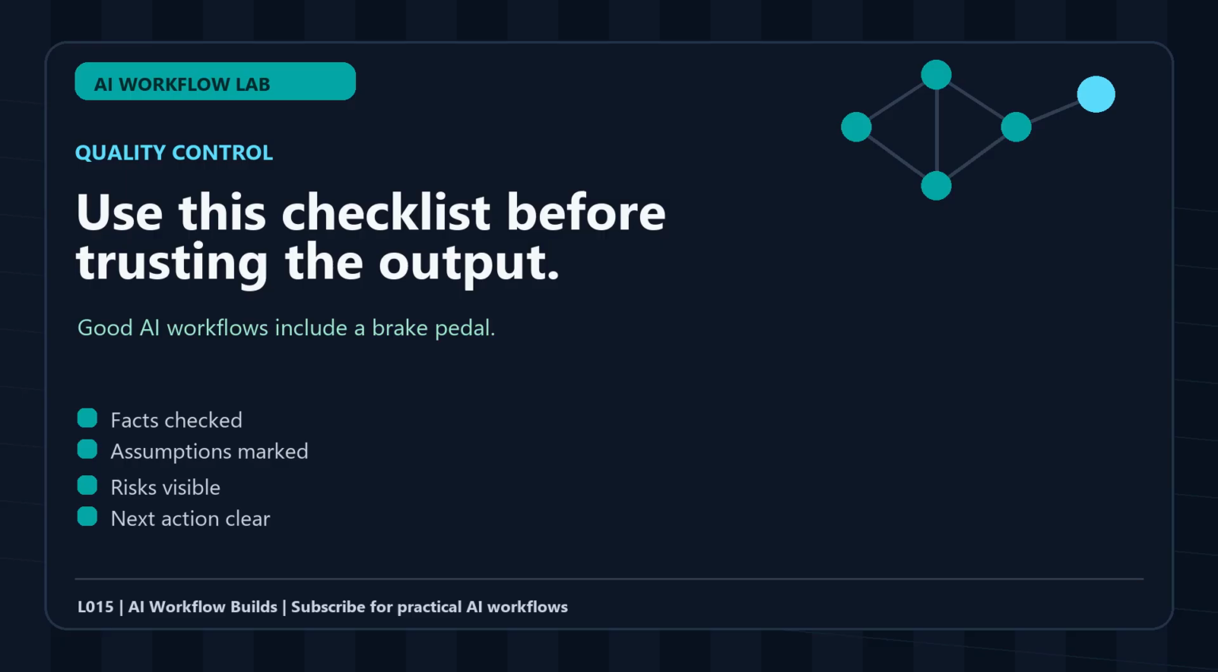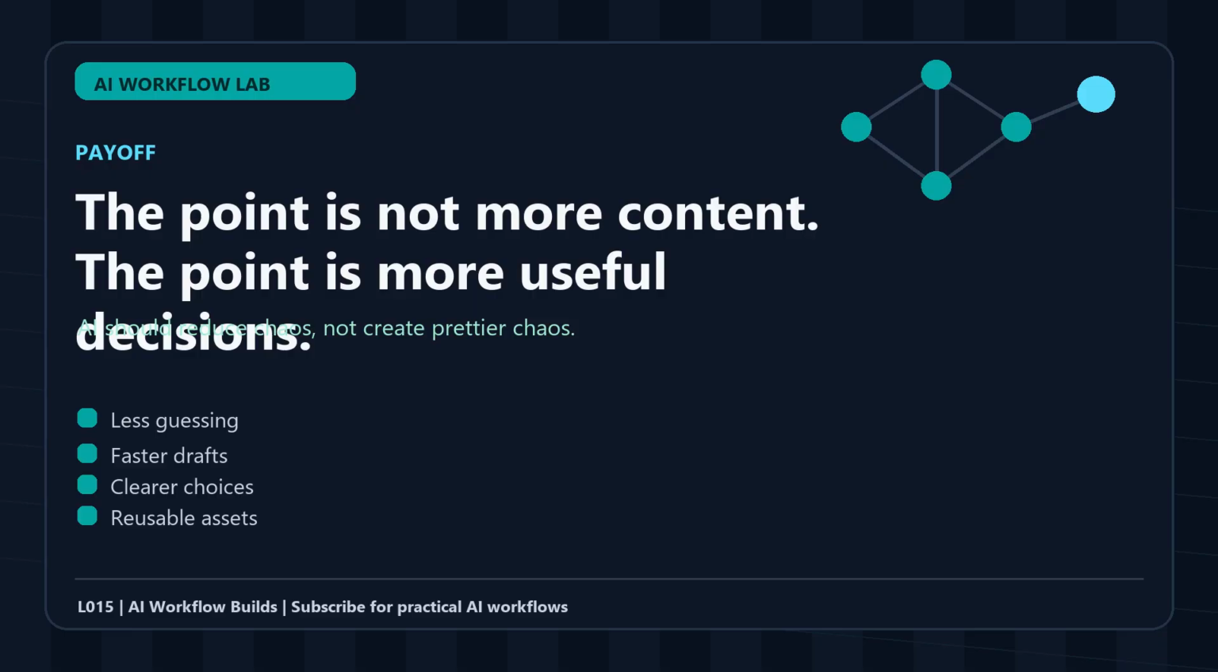Quick recap. We started with the problem: scattered context and one-line prompts create generic output. Then we built a workflow around a job description, scoring rules, a stable output template, messy testing, and a quality control checklist. That is how AI spreadsheet automation for non-coders becomes practical instead of theoretical.